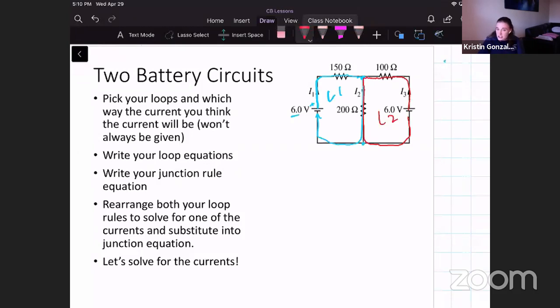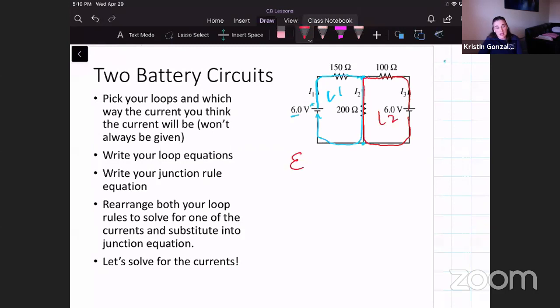Okay. The second thing you want to do is write equations using your loop rule for those loops. Okay, so let's go around. So remember, potential gains have to equal our potential drops. So as I go around, as long as I'm going out the positive end of the battery, then that's a positive gain of potential, right? So I'm going to say I got my, let's just write it without anything in first, right?